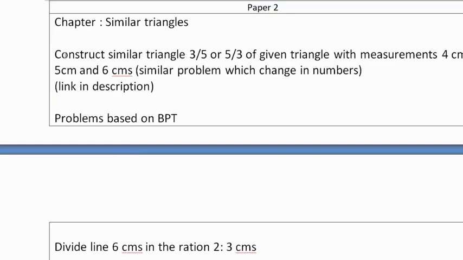In similar triangles, the construction of scale factor problem is very important. Either 3 by 5 or 5 by 3 or 4 by 6 or 6 by 4 or 5 by 7, 7 by 5, with given measurements of triangles they will give. The numbers will be changed, students. I have given one link in the description. It is explained in Telugu. Please go through it.